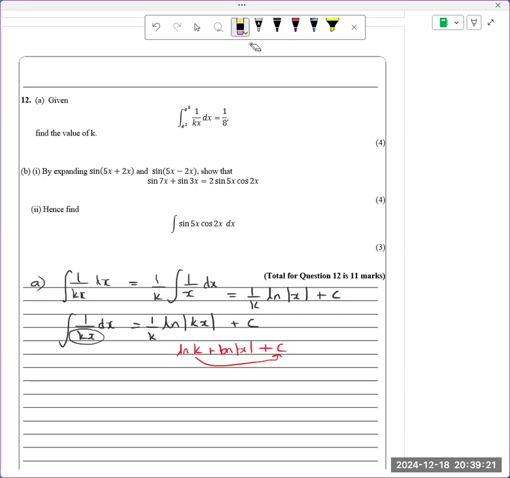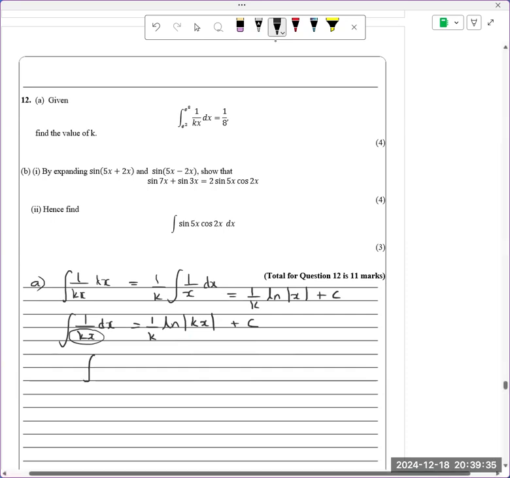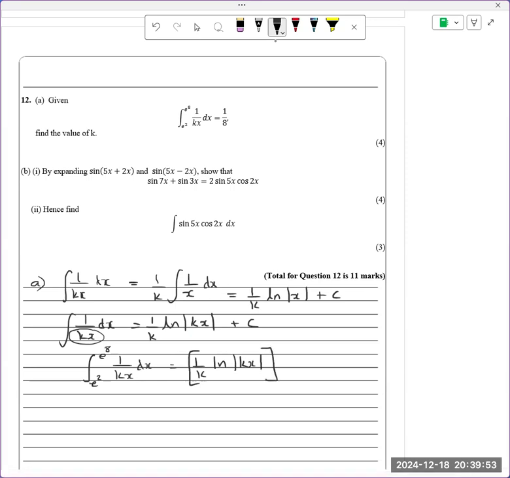I don't really want that in there, so I'm going to rub that out. I'll only use one of these anyway. Which one shall I use? I'll use this one. So therefore, the integral from e squared to e to the power 8 of 1 over kx dx is 1 over k times the natural log. I'm going to use this one, why not? Between e squared and e to the 8. Actually, it's easier if you use the other one, isn't it? Never mind, I've done this one now.